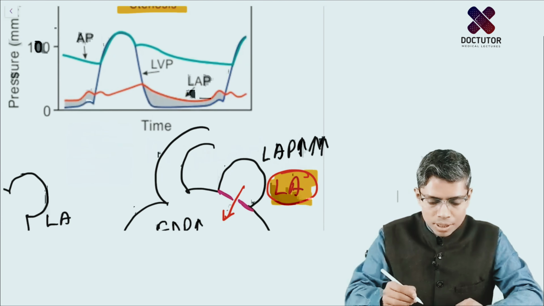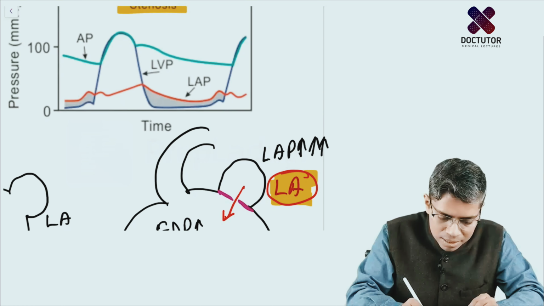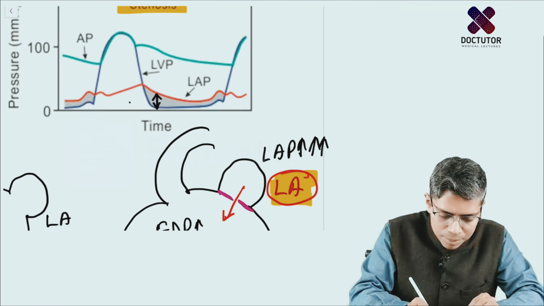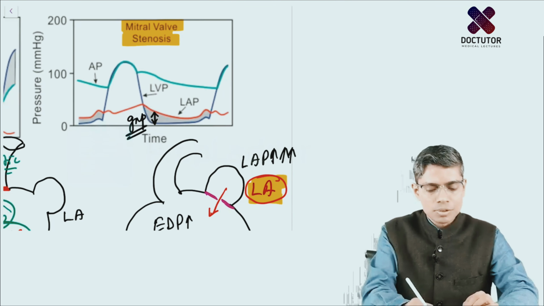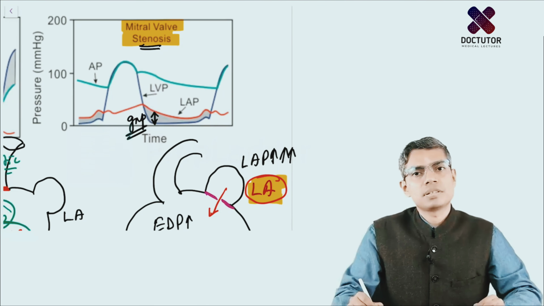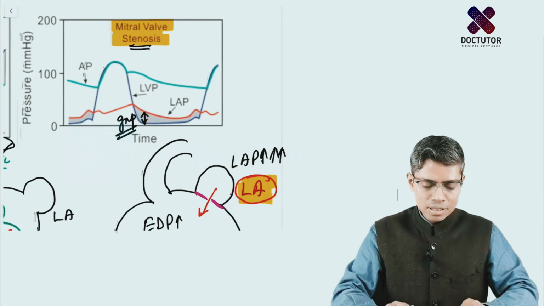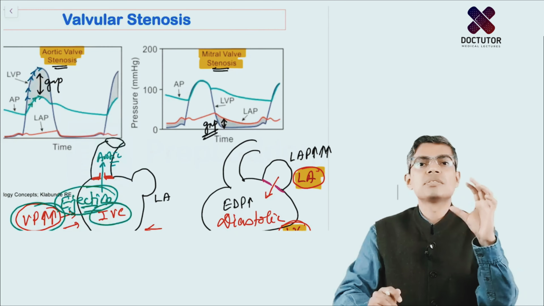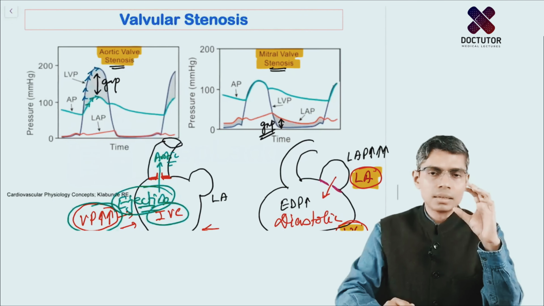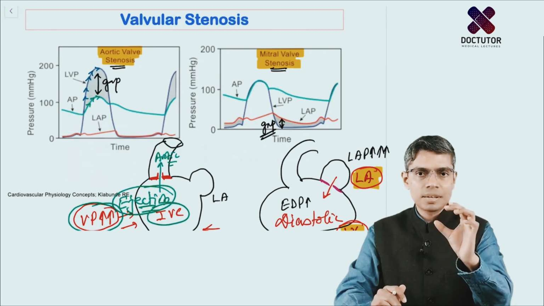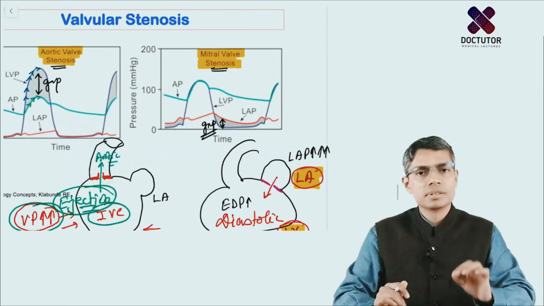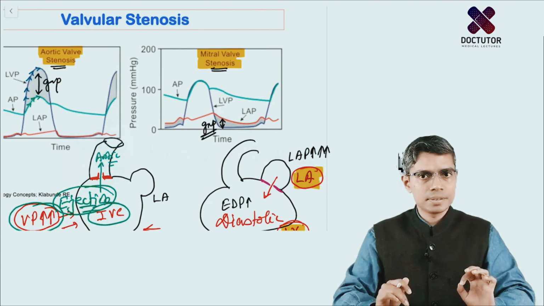So during this diastole, I can find out that there is a big gap between this left atrium pressure and left ventricular pressure, and that gap is diagnostic of mitral valve stenosis. Getting my point? So for stenosis, I have to look at the gap between the ventricular curve and the aortic curve for aortic stenosis, and between the left atrium and left ventricular pressure curves for mitral stenosis, right?